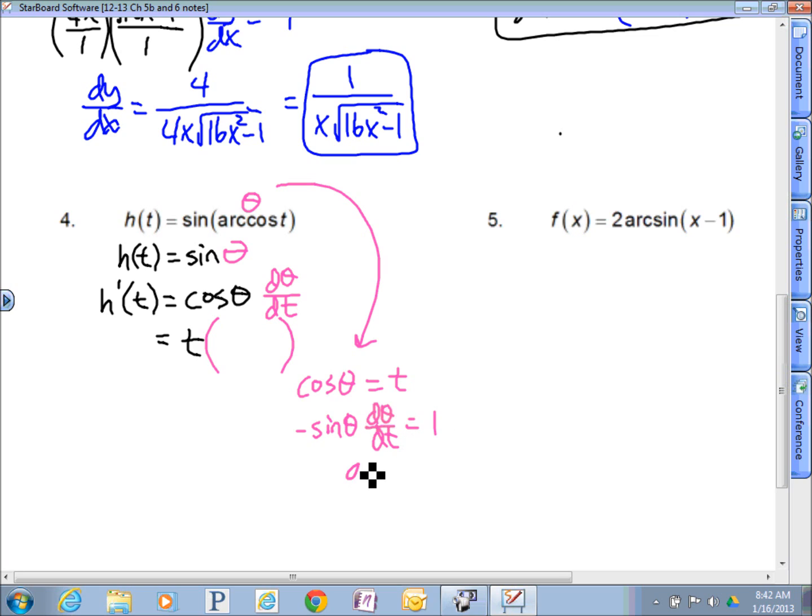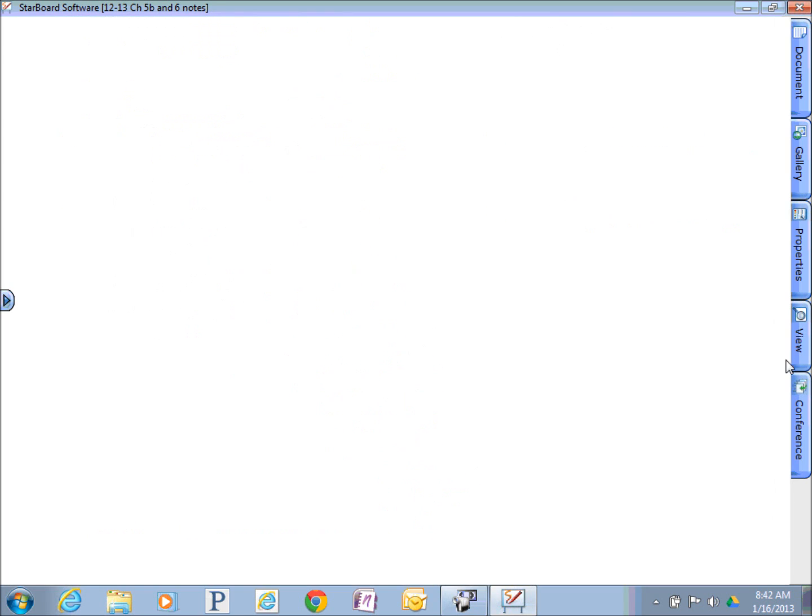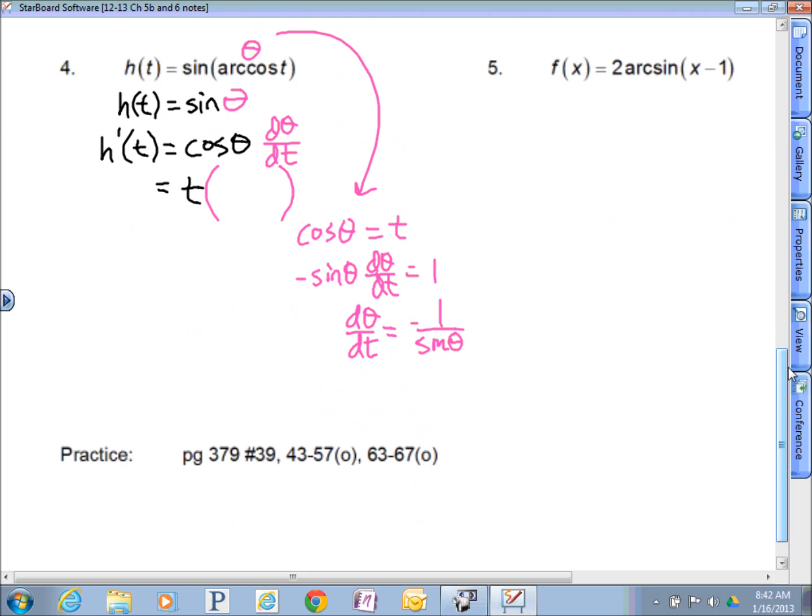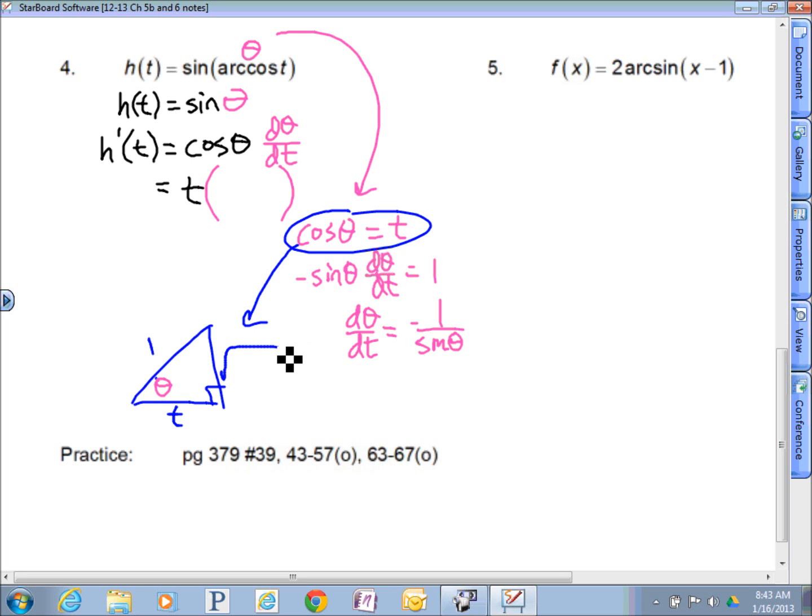So my d theta dt would be 1 over sine of theta, negative 1 over sine of theta. All I have to do now is come up with what that means. So I need something to represent those values. So I need a reference triangle. Where's my reference triangle going to come from? My reference triangle is going to come from this statement right here. Cosine of theta is equal to t. So if cosine of my theta is equal to t, then my adjacent is t, my hypotenuse is 1, my other side is going to be the square root of 1 minus t squared.